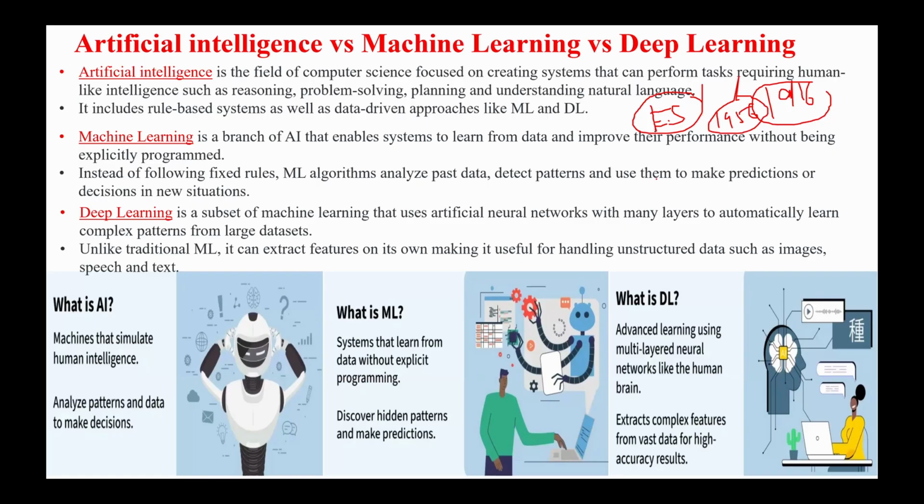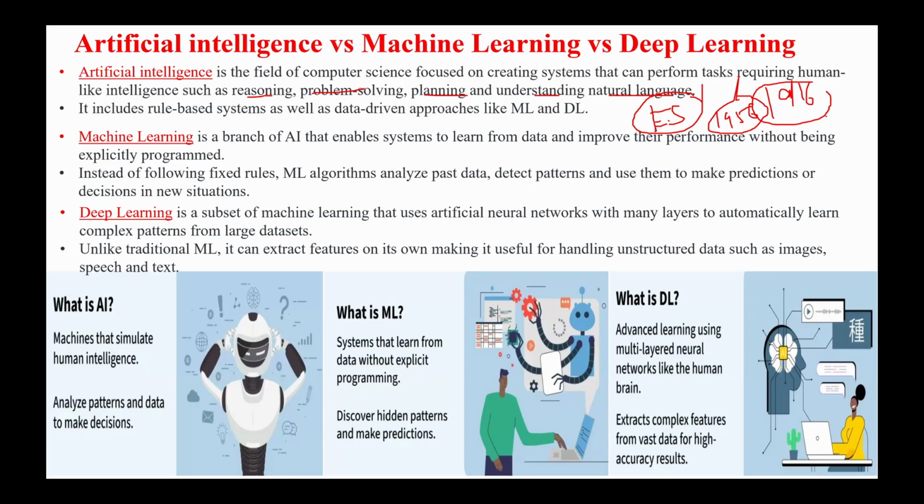So artificial intelligence is nothing but a computer science. It's a combination of psychology, computer science, linguistics, and mathematical models that can perform tasks requiring human-like intelligence, such as reasoning, problem solving, planning, understanding, and natural language. So you can call this the antecedent and consequence; that is how artificial intelligence will work.